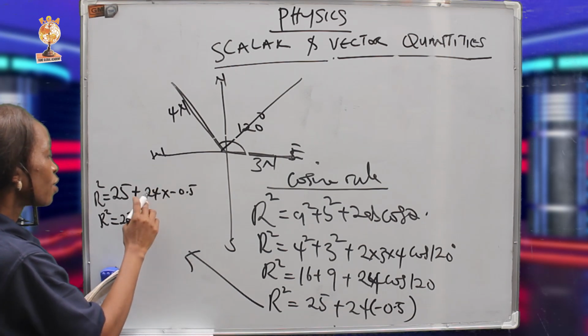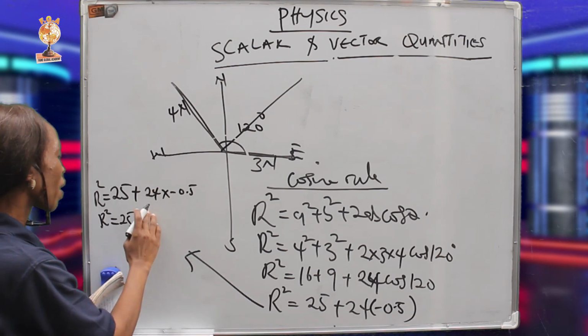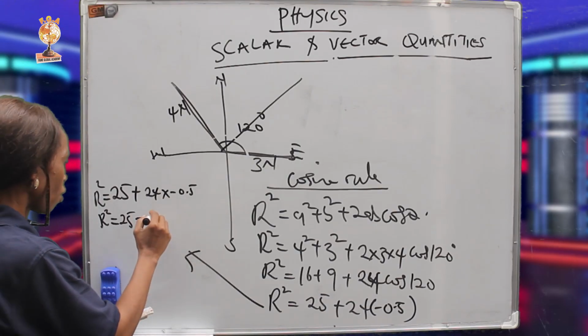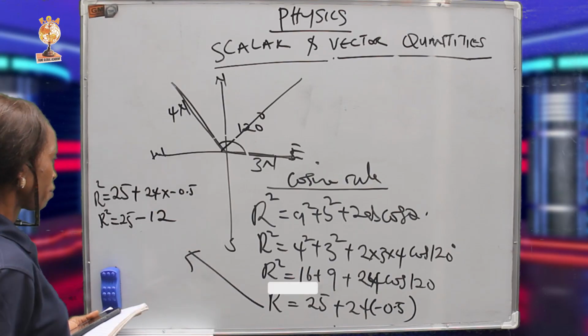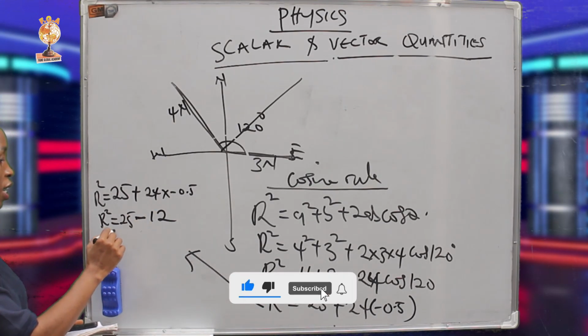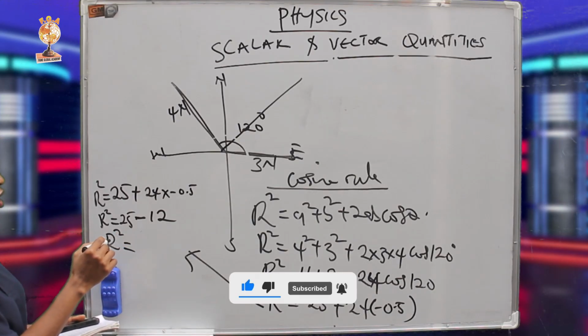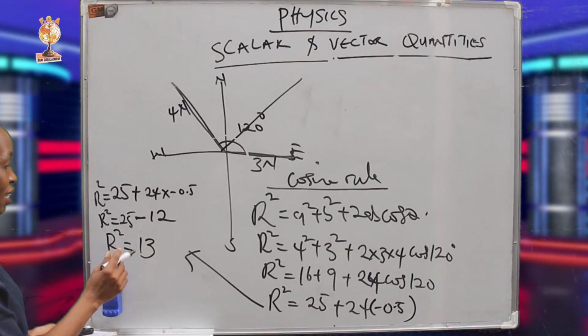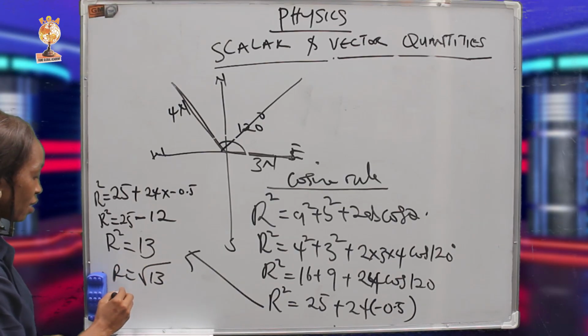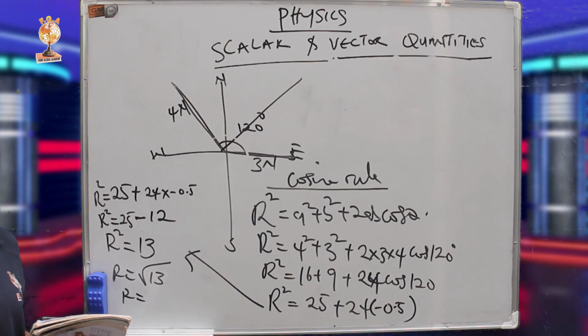So we have 24 times minus 0.5, which gives me minus 12. So r square now becomes 25 minus 12, which is 13. So r now becomes the square root of 13.